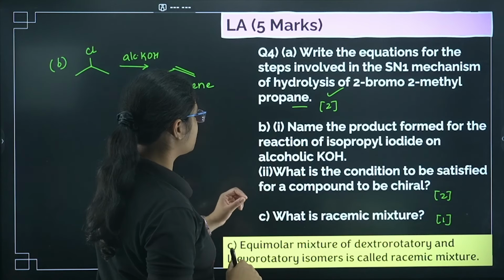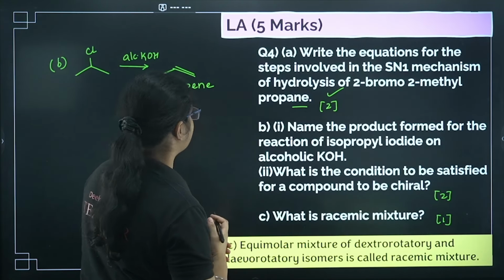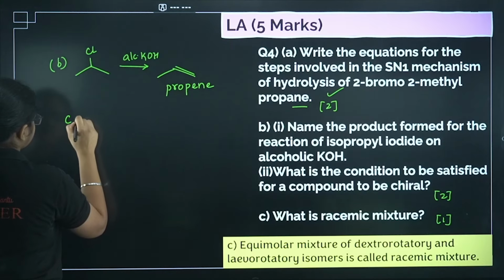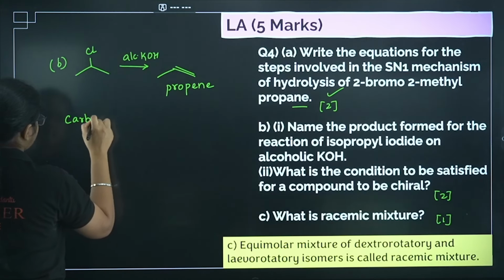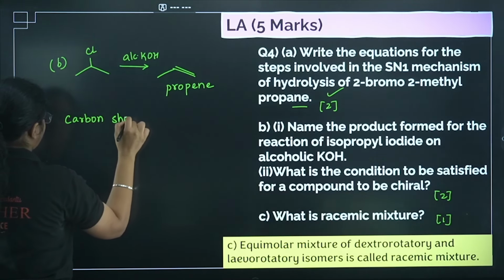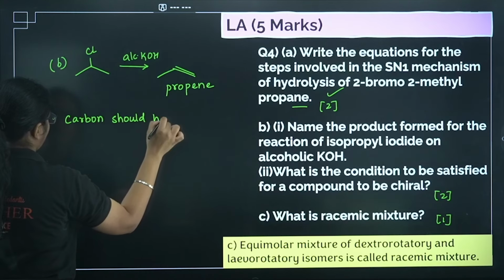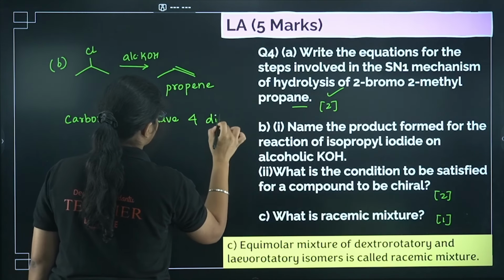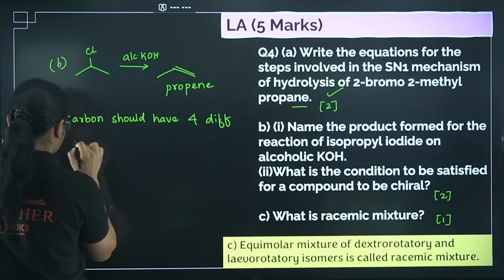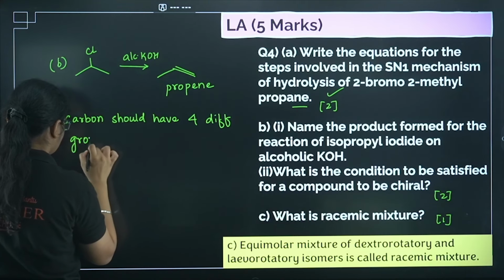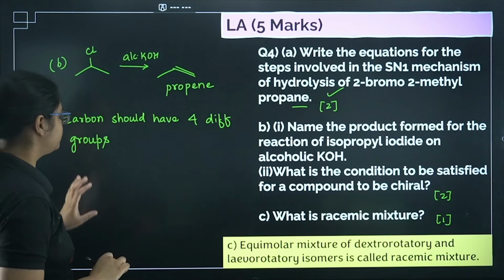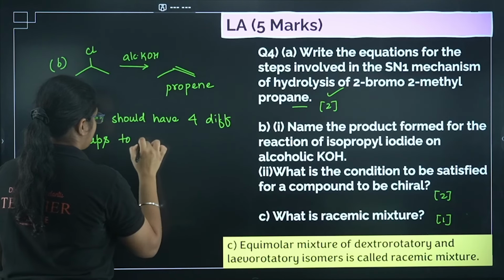Next, what is the condition to be satisfied for a compound to be chiral? The condition is a carbon should have 4 different groups. Carbon should have 4 different groups to be chiral.